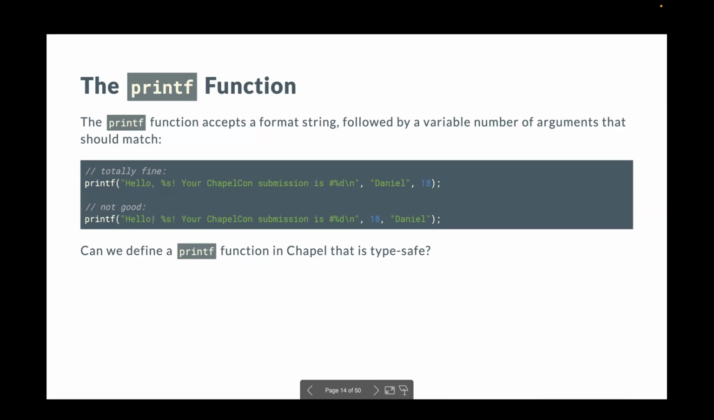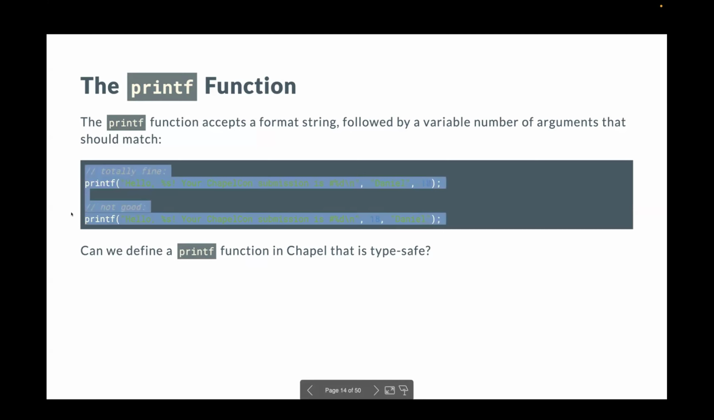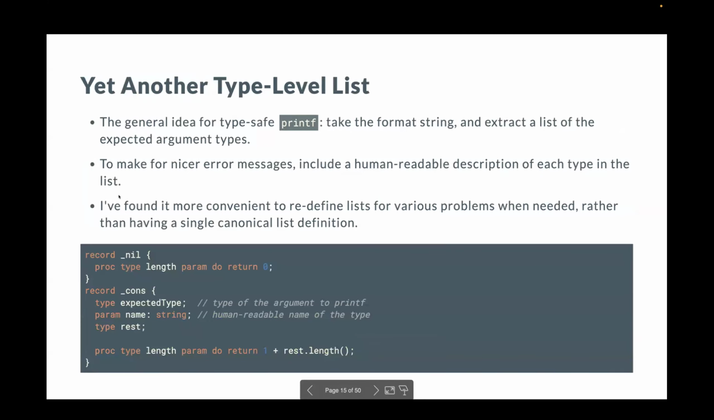This function will have runtime errors if you write the format string wrong. So if you write %s but then give it an integer, or %d and give it a string, you will have problems at runtime. So can we define a printf in Chapel that is type safe at compile time and therefore will not allow you to write this incorrect case? Well, the answer is yes.